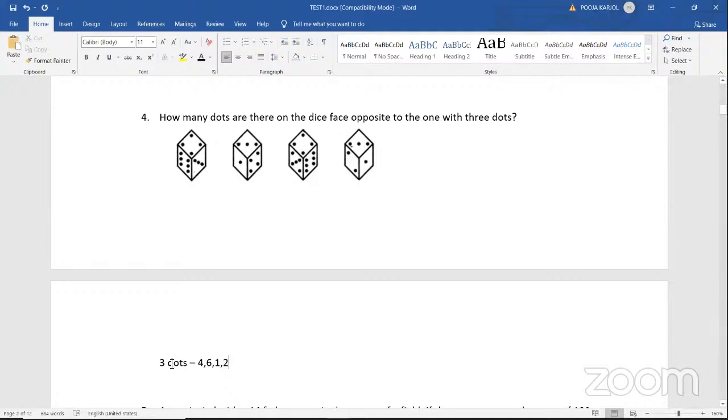Okay. So there are total 6 faces in a cube, correct? Adjacent to 3, meaning beside 3, there are 4, 6, 1, and 2. Which is missing? 5. 5 is missing. So the only one which is not there with 3 is 5. That's why it is opposite.